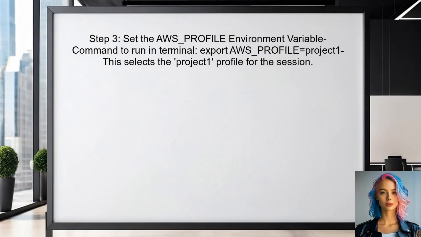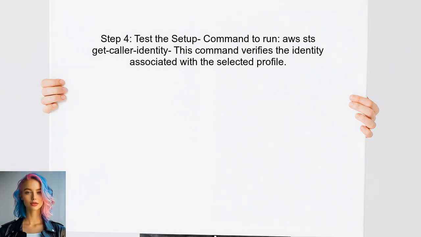Now, to use a specific profile when logging in, the user can set the AWS profile environment variable. This tells the AWS CLI which profile to use for the current session. Finally, the user can test their setup by running an AWS CLI command. This will confirm that the correct profile is being used and that the credentials are valid.